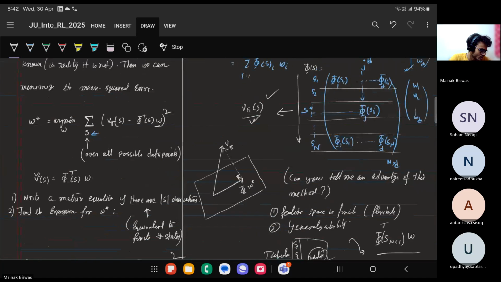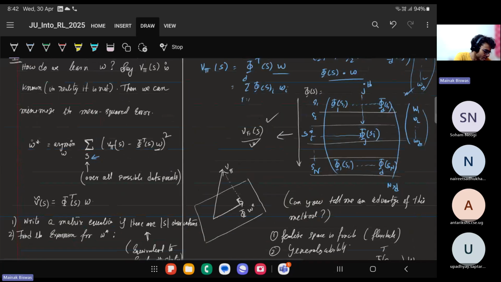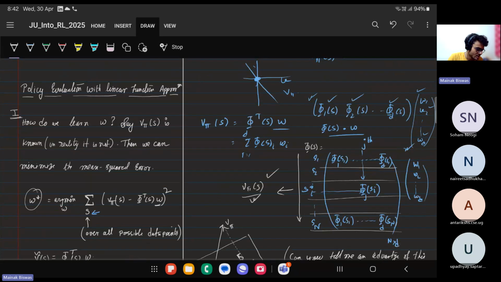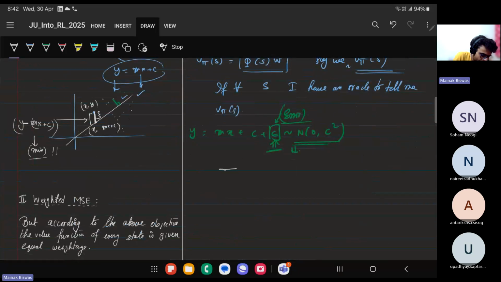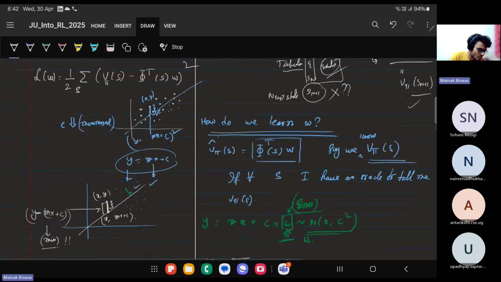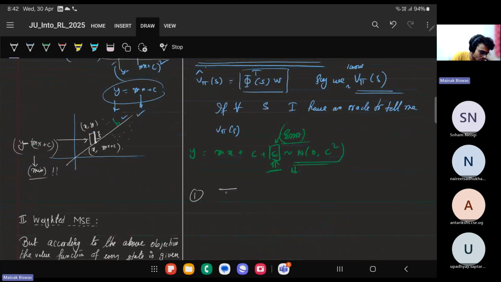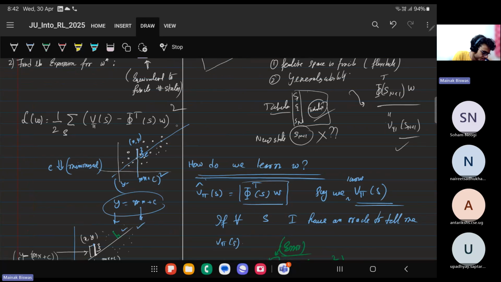So we'll try to learn this W. How do we learn this W? We will try to find the W that minimizes this loss. Let's try to find it out. Step one, as I told in this question, is to write down a matrix equation for this. First, let me write down the loss. I have already written it. Okay, sorry, I'll copy this.